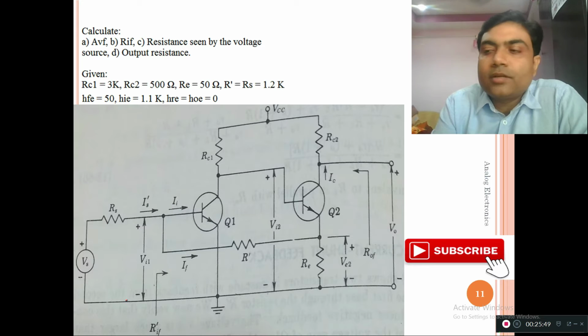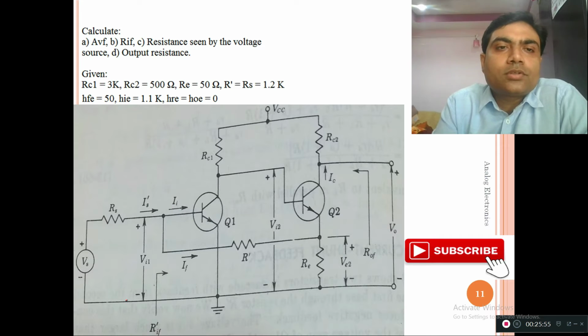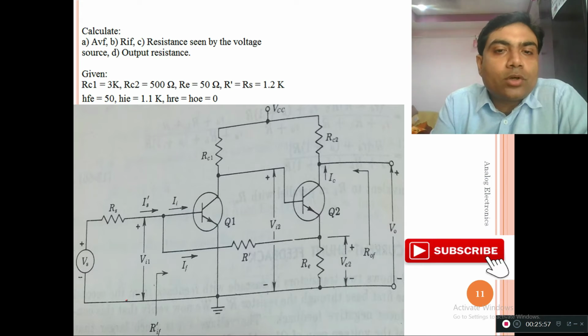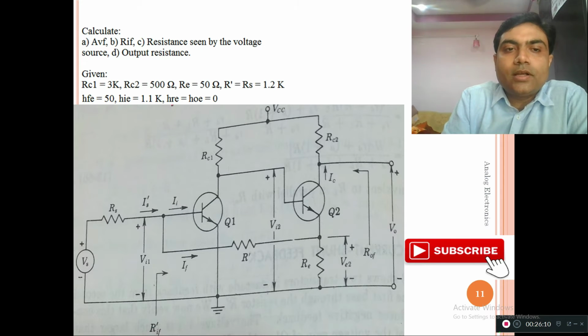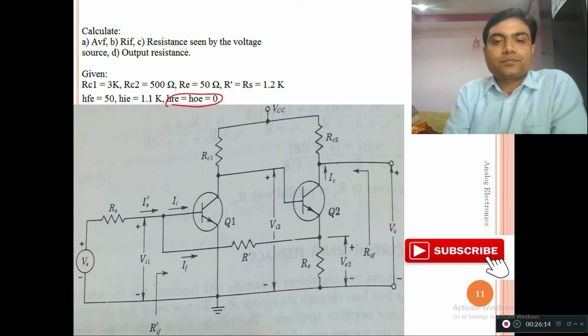Again, the question says that we have to calculate the values of AVF, RIF, and the input and output resistances seen by the voltage source and the output resistance. We have been given the values of RC1, RC2, RE, and R dash, and RS equals 1.2K, HFE and HI. The question also says that the values of HRE and HO equal 0, and we have to follow the approximate analysis.